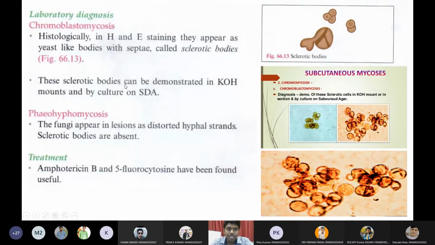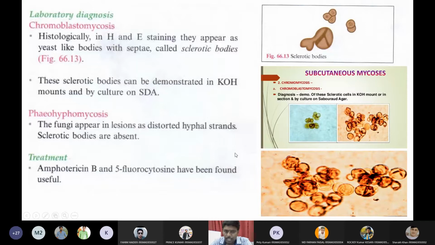Okay, so these sclerotic bodies can be demonstrated in the KOH, or in the H&E staining, or they can also be seen in the cultures on SDA. So in all of the cases, we will find these sclerotic bodies. The presence of sclerotic bodies is an identifying feature for finalizing that the patient has chromomycotic infection.